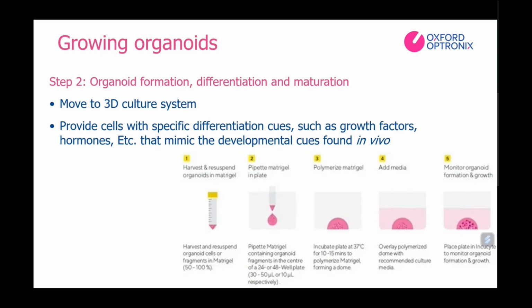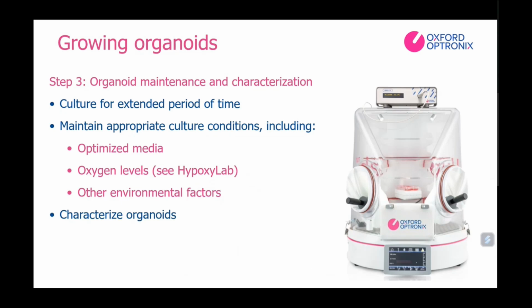Once the cells are in the three-dimensional culture system, they are allowed to differentiate and mature into organoid structures. This typically involves providing the cells with specific differentiation cues such as growth factors, hormones, or other signaling molecules that mimic the developmental cues found in vivo. These cues promote the cells to differentiate into different cell types and self-organize into tissue structures resembling the architecture of the target organ.